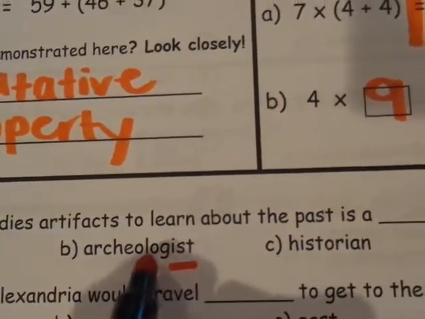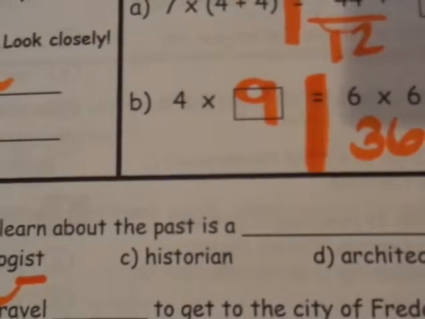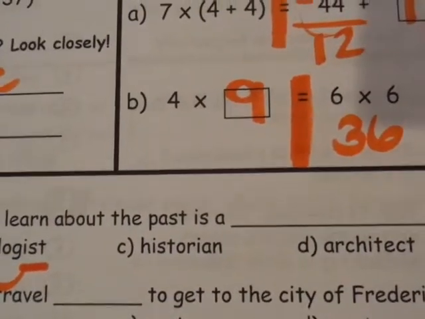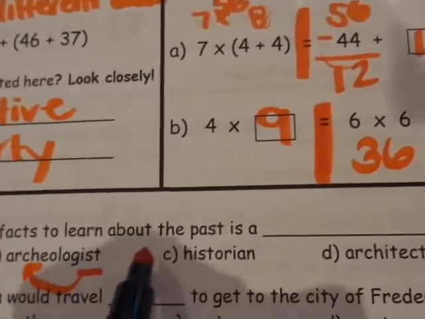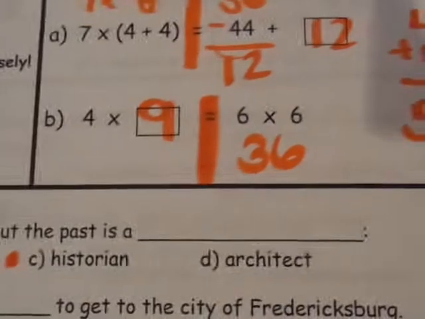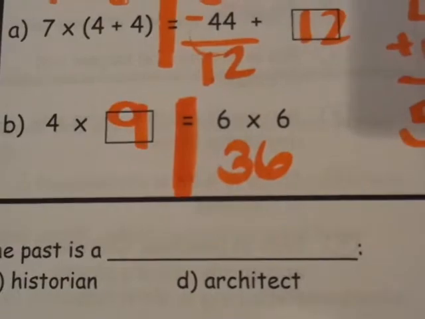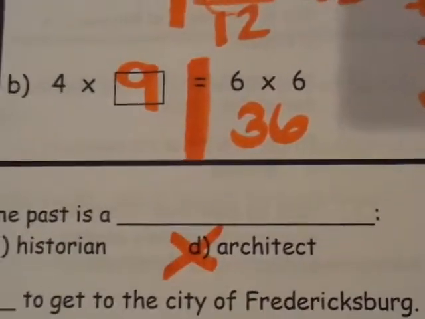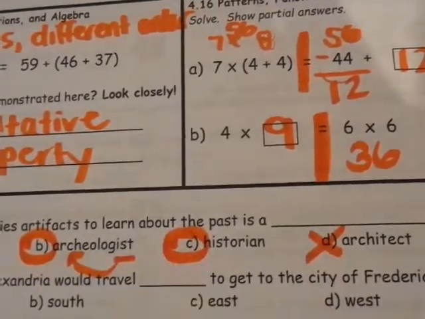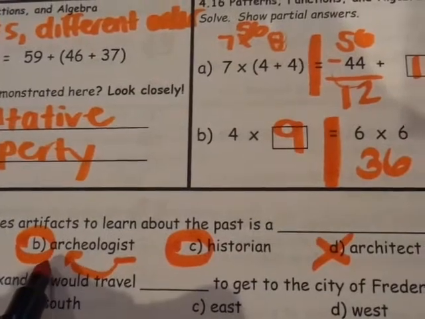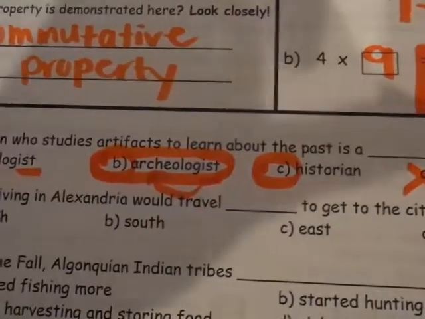Archaeologist, it has that ist on the end, which means they study artifacts. So I'm going to put a maybe dot by that. Historian, they study history. So they might be someone who studies artifacts as well. So I'm going to put a maybe dot by that one. And an architect, that is someone who designs buildings for a living. So that person is not studying artifacts. So there could be two possible answers here, archaeologist or a historian. The best answer is an archaeologist because we know their main goal is to study artifacts.